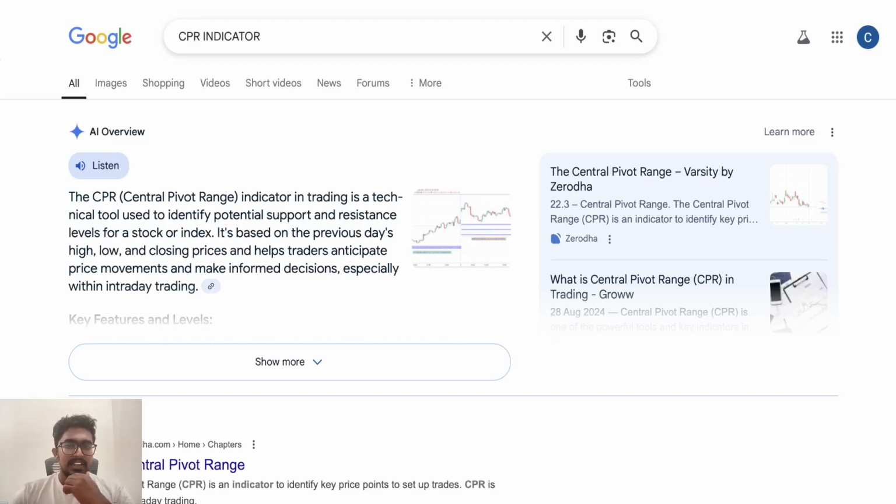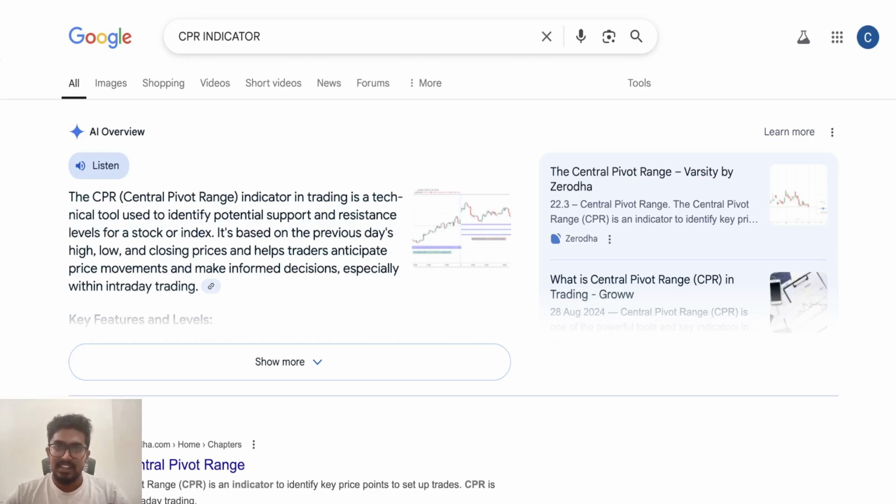The CPR indicator is a trading technical tool used to identify potential support and resistance levels for a stock or index. It's based on the previous day's high, low, and close price. So we saw this thing.